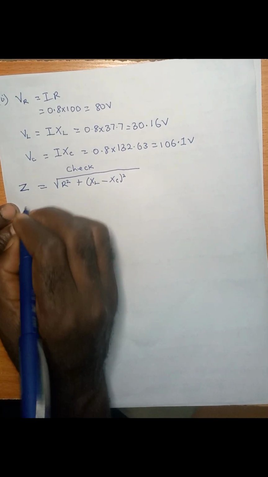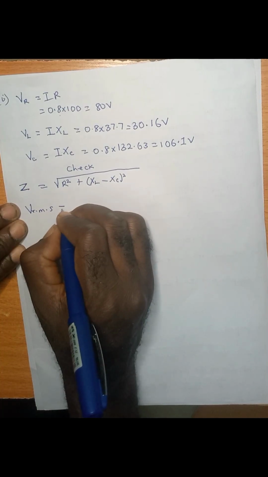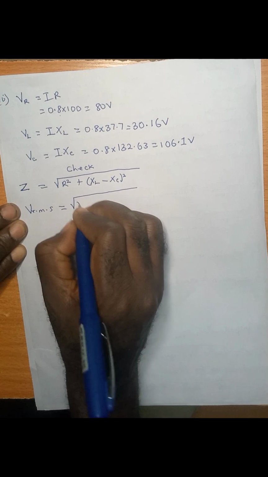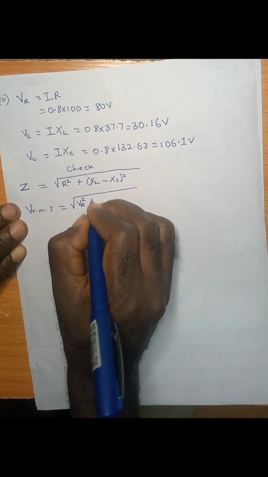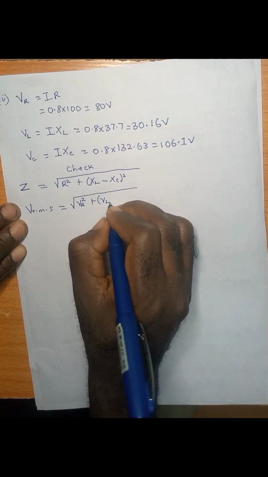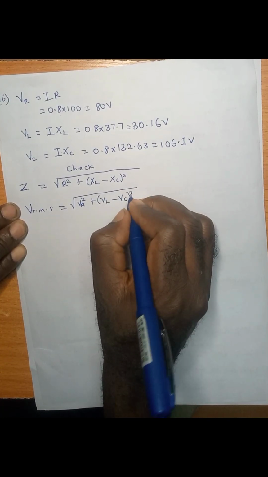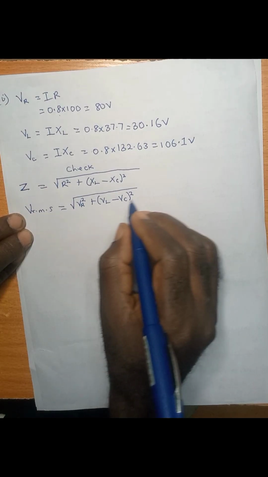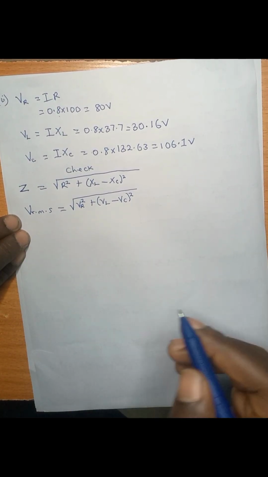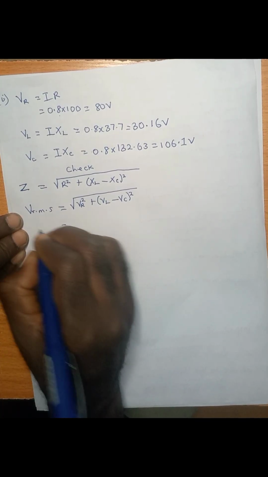Then the overall voltage in the circuit, V root mean square, is equal to the square root of the voltage across the resistor squared plus (the voltage across the inductor minus the voltage across the capacitor) squared. Now let us put in their values and see whether it will be equal to this. Remember, V root mean square is equal to 110 volts.